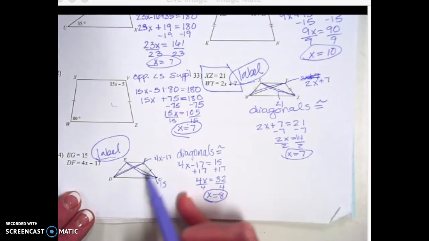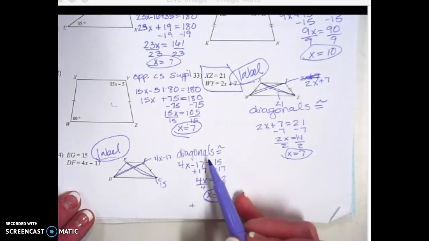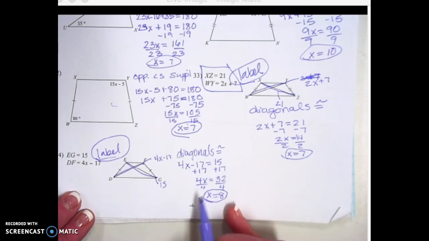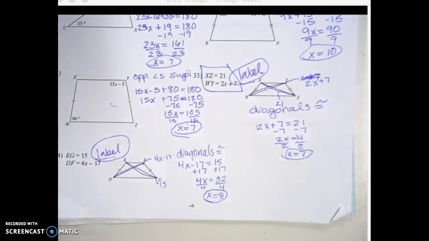Label them carefully. You're going to realize they're the diagonals of an isosceles trapezoid, so you set them equal to each other and then do inverse operations until you get that variable by itself.